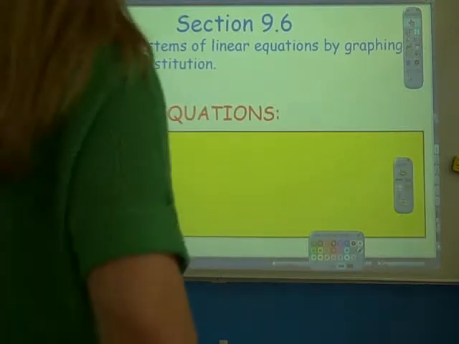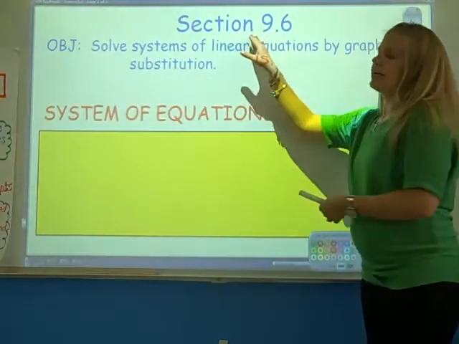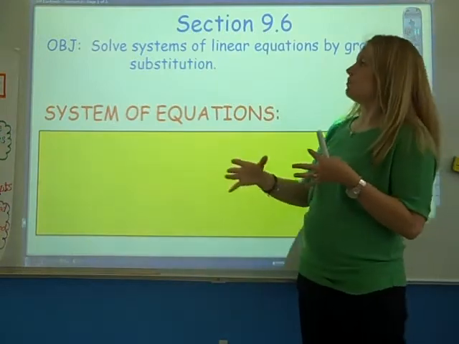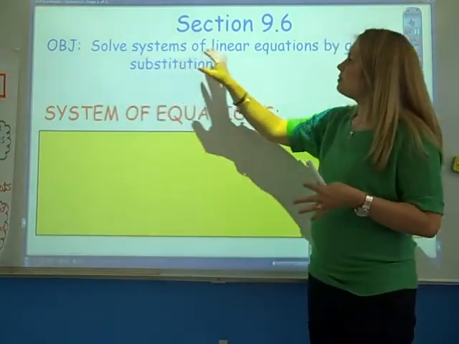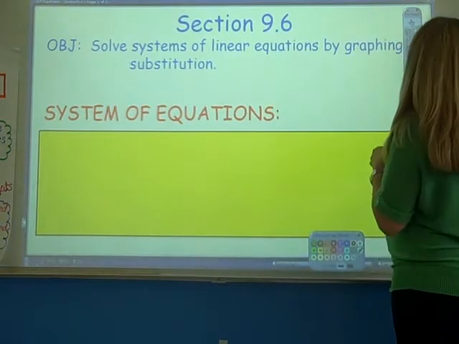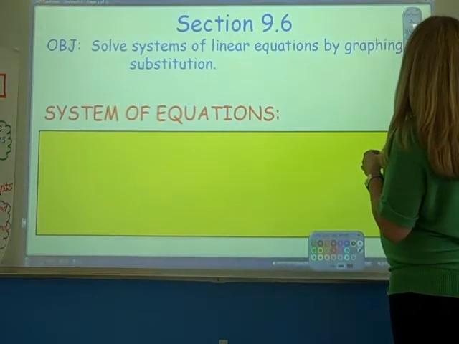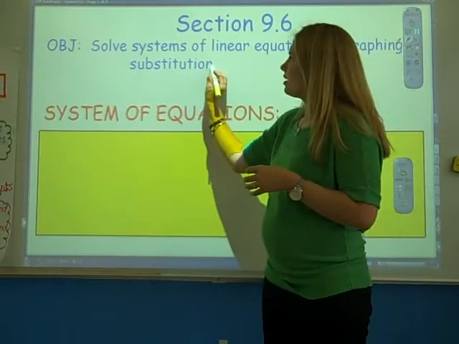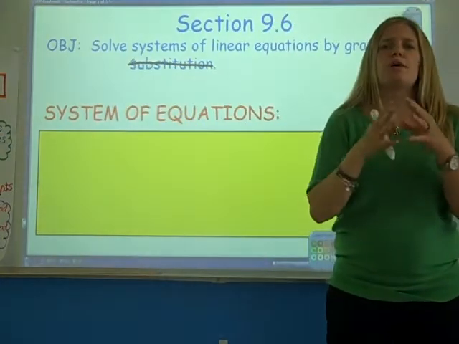Okay, hi everybody. Today we're going to be doing section 9.6, which involves solving systems of linear equations by graphing. There won't be any substitution, so you can just cross that part out. That's up here, sorry. Okay, so we're just going to be graphing.